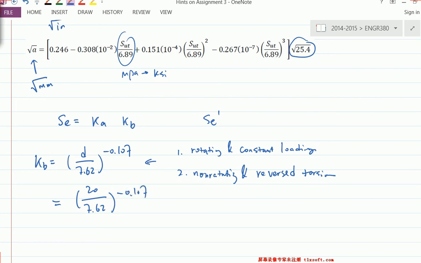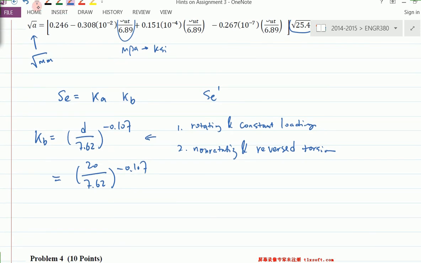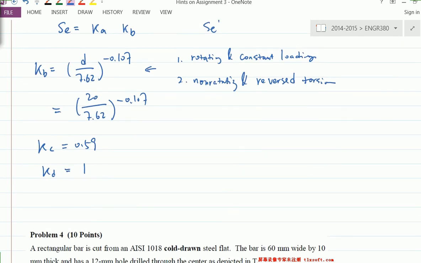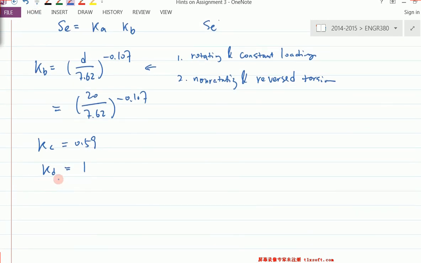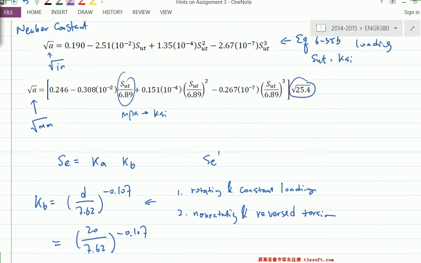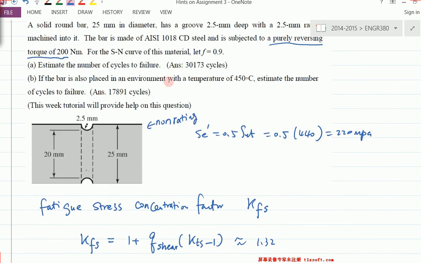Okay, yeah, that's Kb. Okay, so this is torsional loading here, so the loading factor Kc, right? This loading factor, if you look at the textbook and lecture notes, you know that this is going to be 0.59. Okay. Temperature factor. Okay. For the first portion, part A, the temperature factor, just suppose it's room temperature, so we set it to 1. Okay, but for the second part of the question, we will have to use a different temperature factor. The second part of the question says now you have a temperature of 450 degrees.